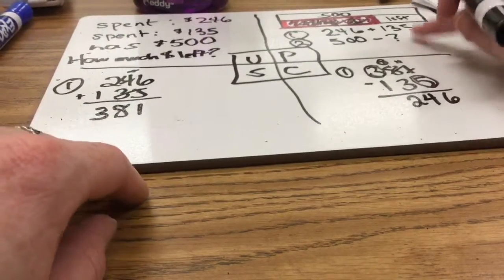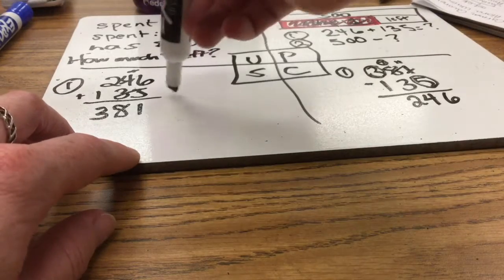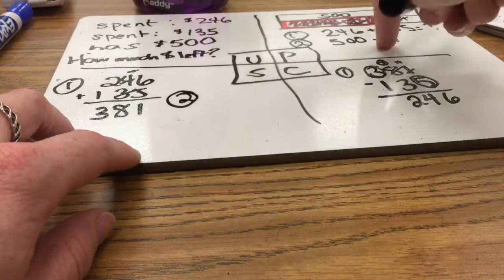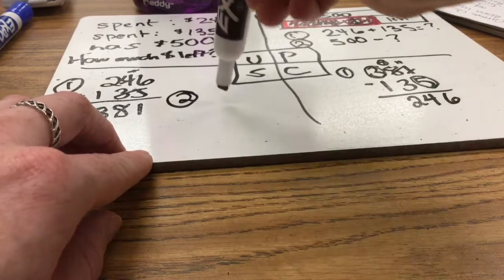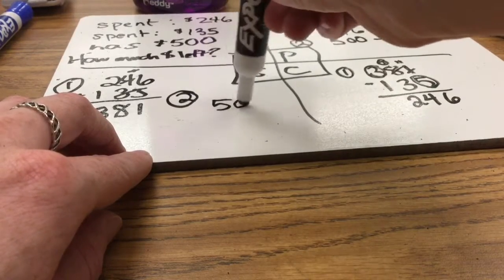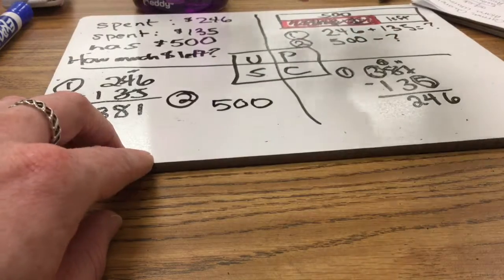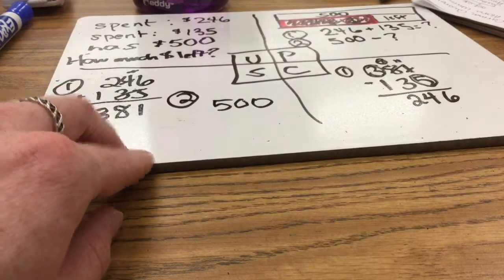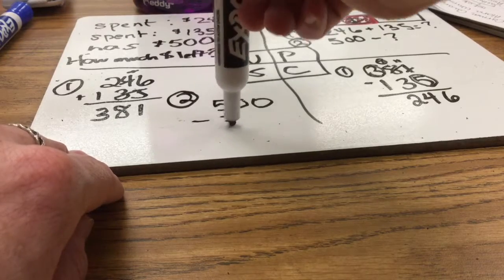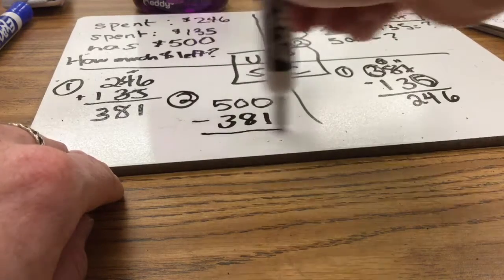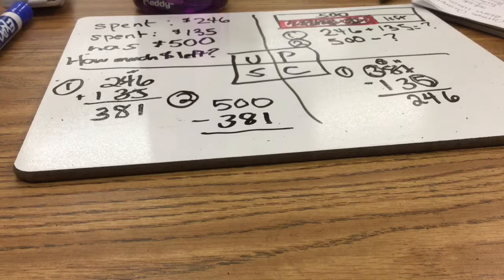Now we can do step 2. Remember, your plan is for the solve box. The check is just to make sure you did it correctly. So I'm going to do 500. So my red box, how much he's spent so far is 381. Now I'm going to take away that from 500 to see how much money does he have left.